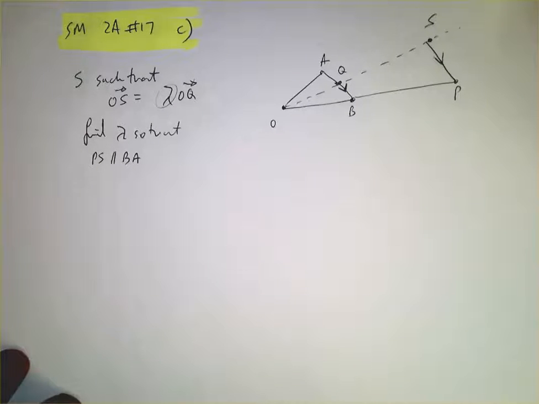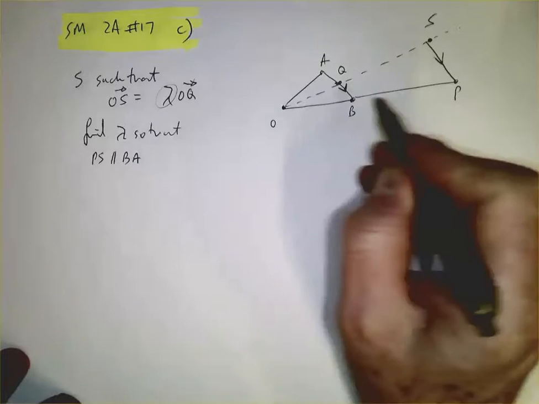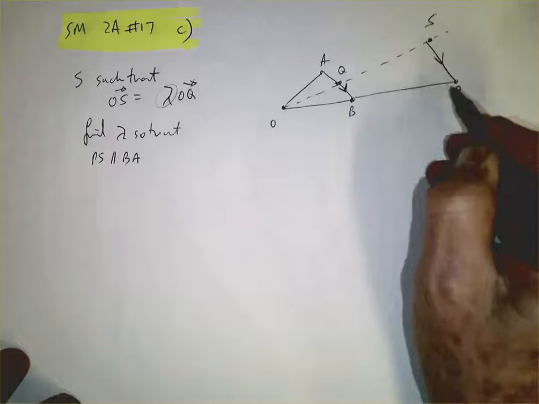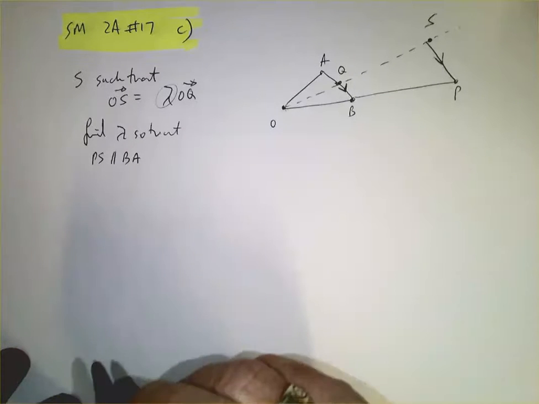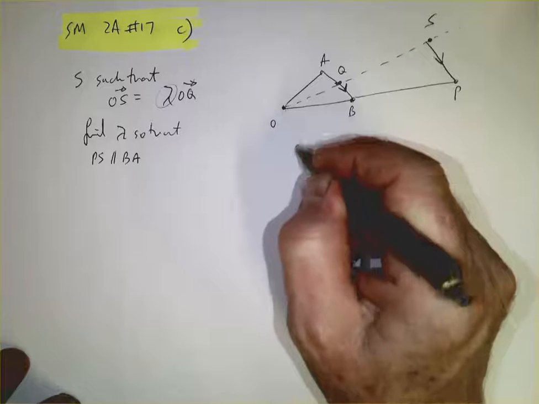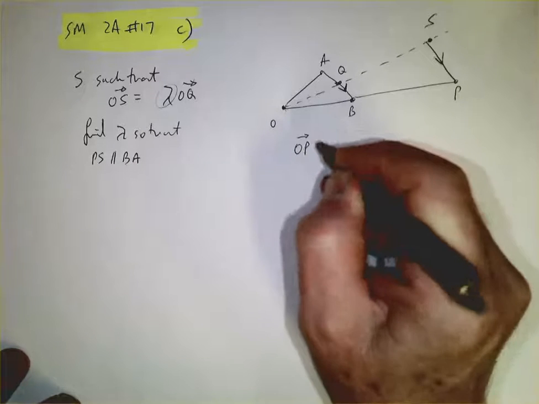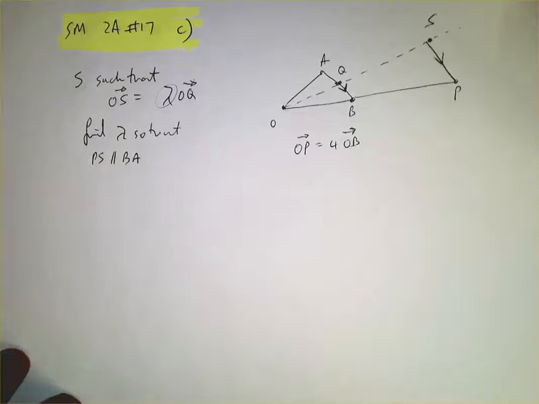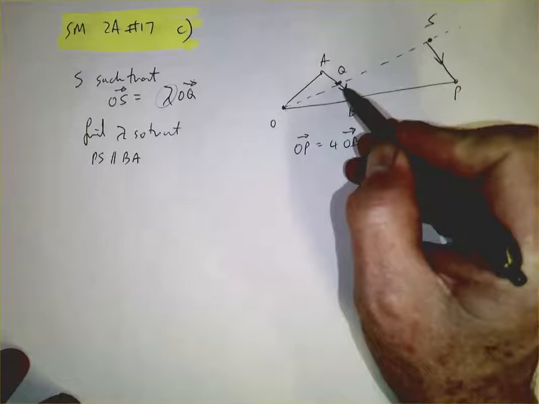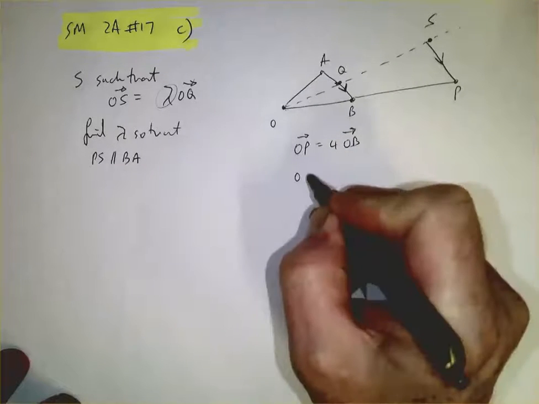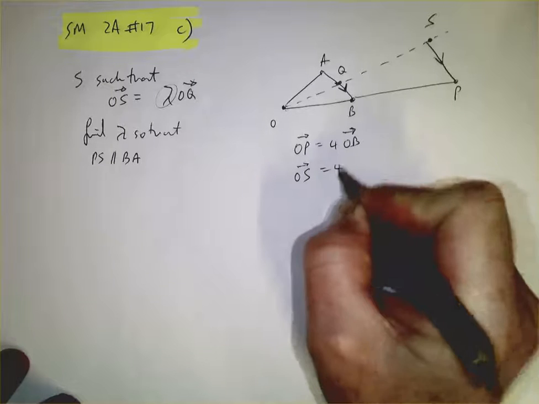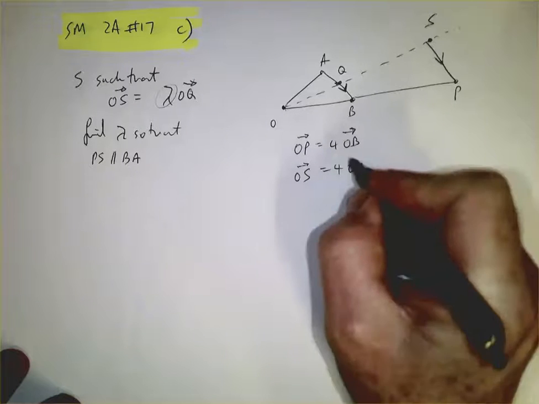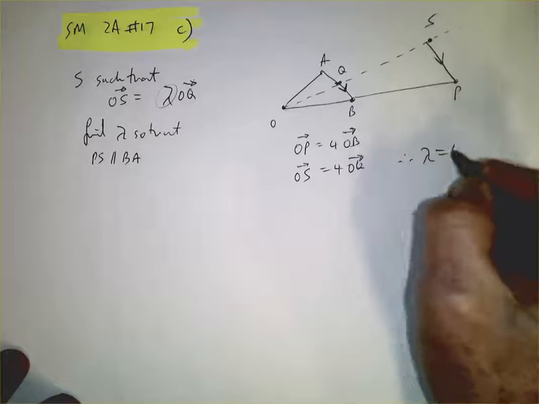Now, since we have some proportionality here, I know that in the past that O to P was 4 times O to B, and since we have proportionality, then O to S will be 4 times O to Q, therefore lambda has to equal 4.